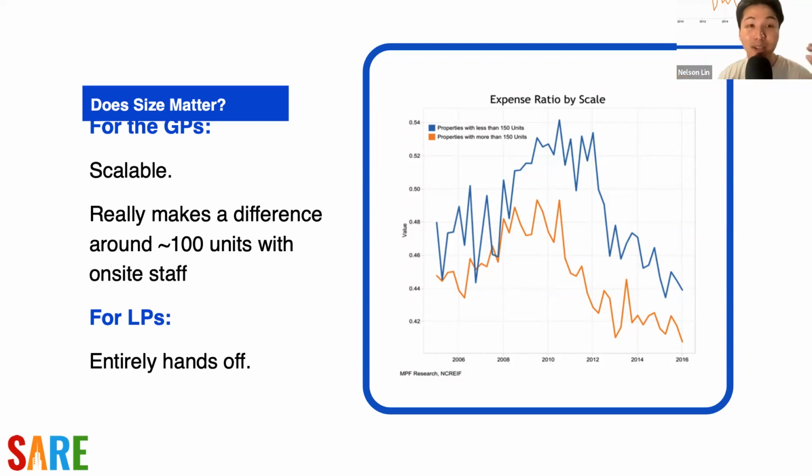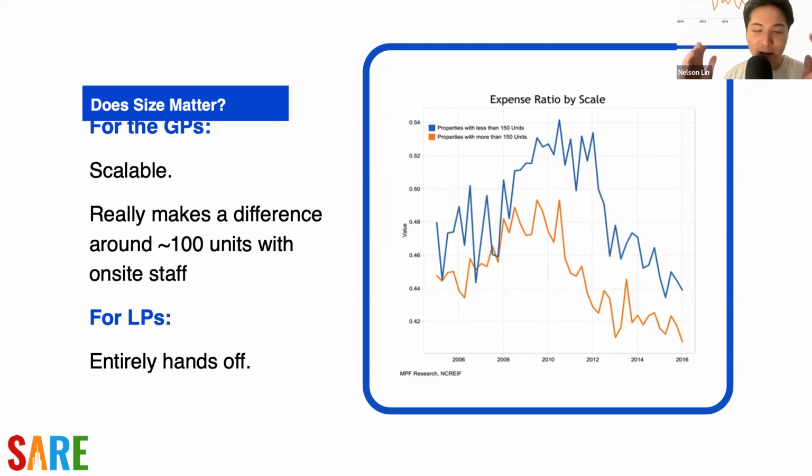For LPs, that makes it easy for you to be entirely hands-off because whoever the GP is can focus on just actually taking care of and making sure that whoever's the property manager actually watches over that building. And then watching that PM like a hawk is part of the job of an asset manager and for them to do well. And so why is this important in particular? You can see very quickly here, around 150 units is the marker they used.